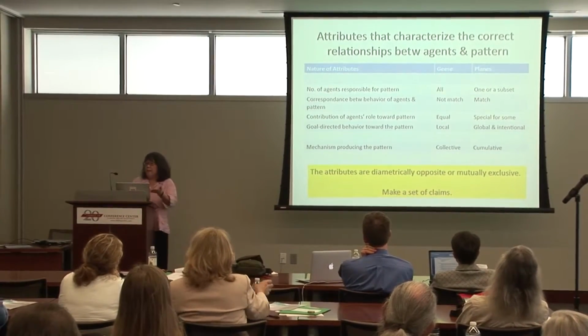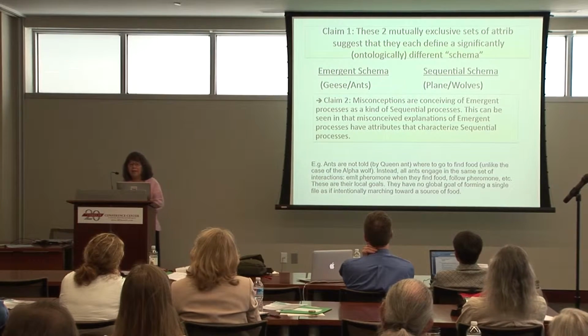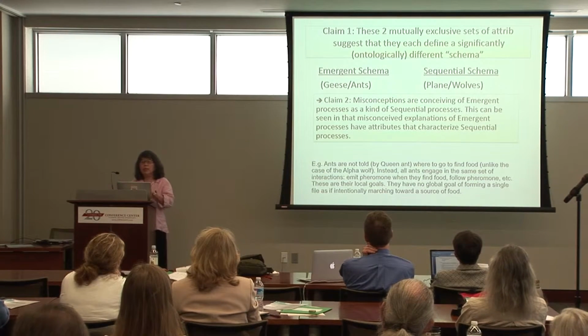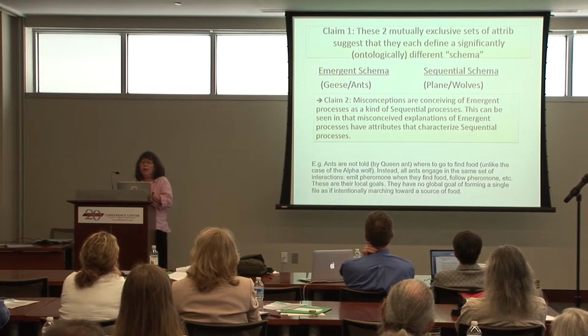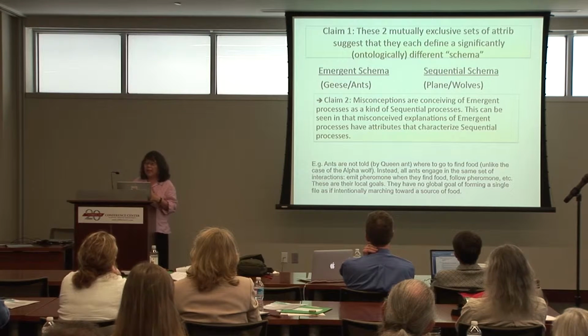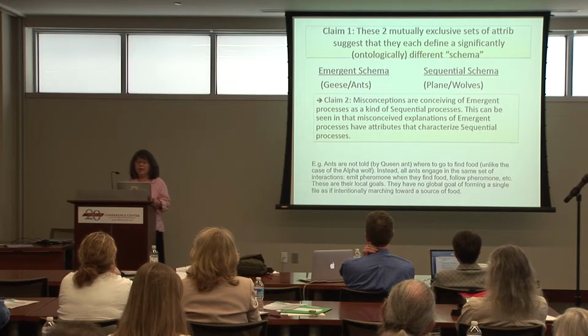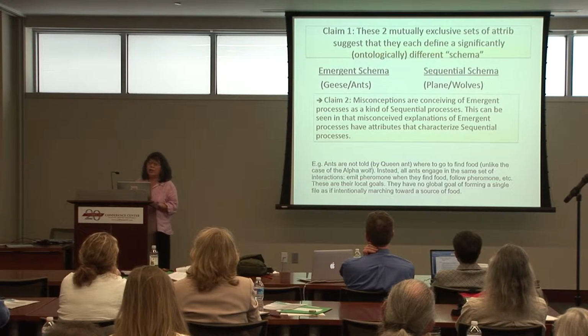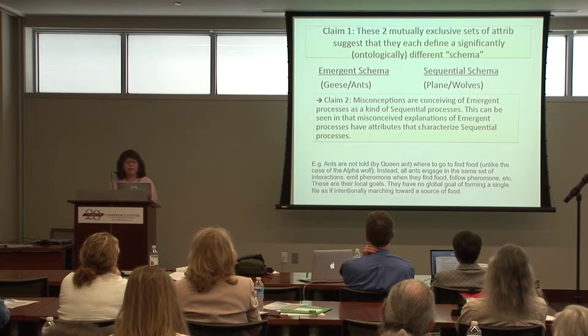So I will make a set of claims based on this finding. The first claim is that these two mutually exclusive sets of attributes are ontologically or significantly different. They're a different schema. That's what makes conceptual change so complicated. I can't go into the details. So I will simply call these two schemas an emergent schema and a sequential schema.